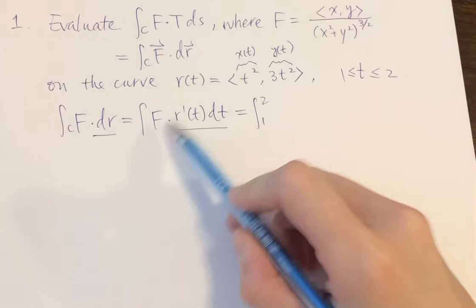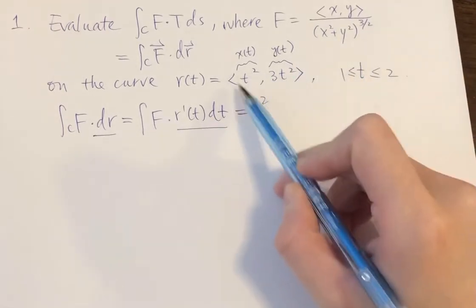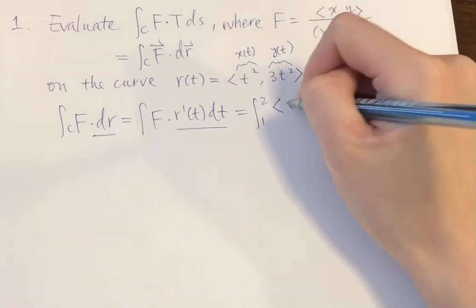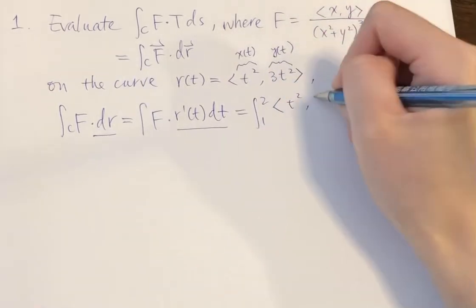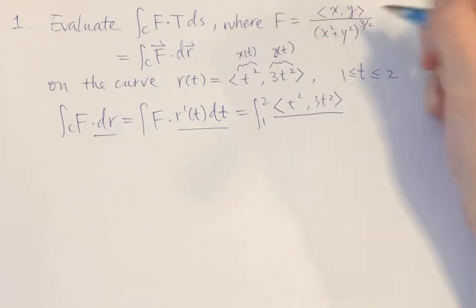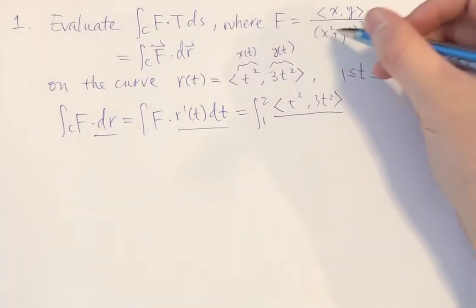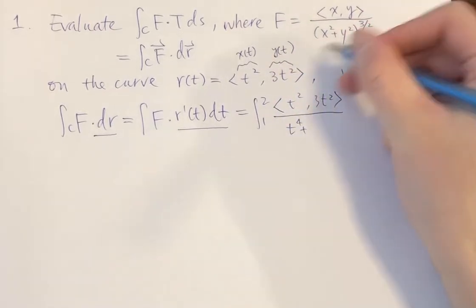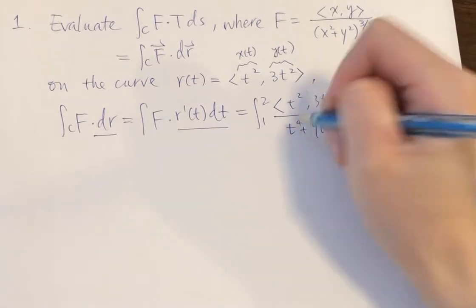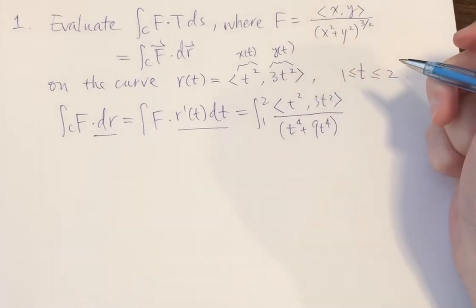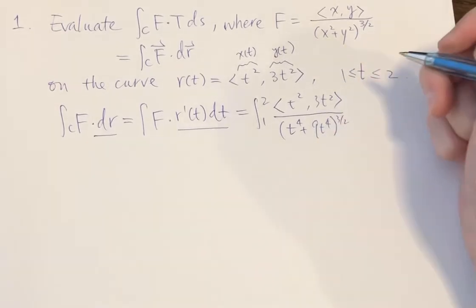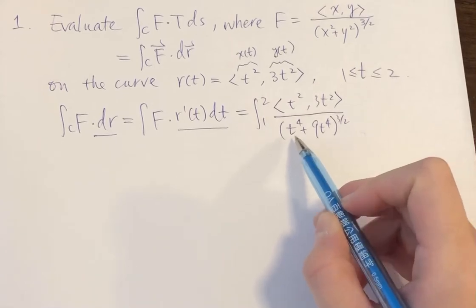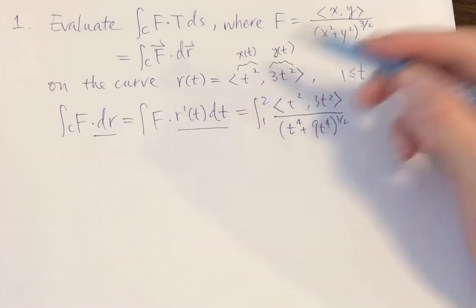And then for F, we said we should replace everything by t. So x is now t squared, y is now 3t squared. And then you need to divide by x squared plus y squared, which is t to the fourth plus y squared, which is 9t to the fourth, to the power 3 over 2. So that's this F, replacing everything by this new parameter t.